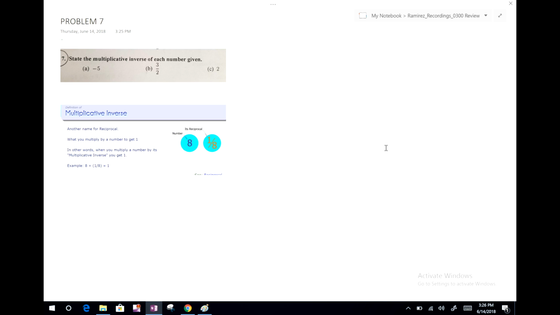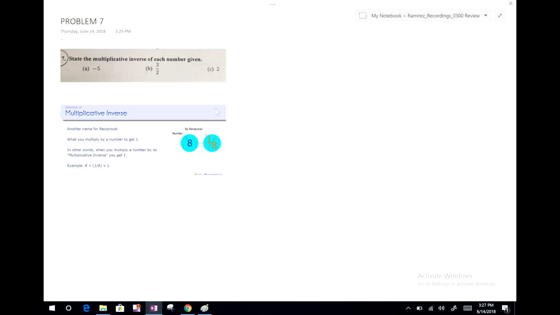We are given the following problem. State the multiplicative inverse of each number. Here I put the definition. A multiplicative inverse is another name for the reciprocal, what you multiply by a number to get 1.